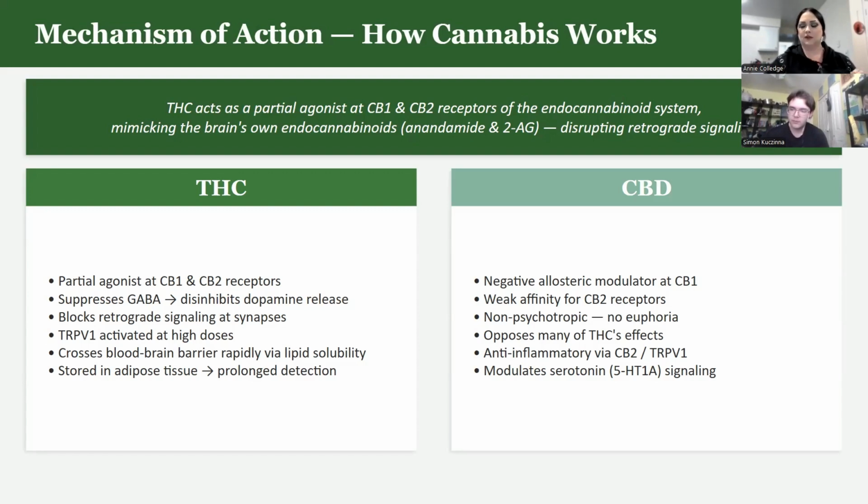An important pharmacokinetic point: THC is highly lipid soluble, which means it crosses the blood-brain barrier very rapidly, but it also gets stored in fat tissue, which contributes to that long detection window in urine analysis and drug screens.